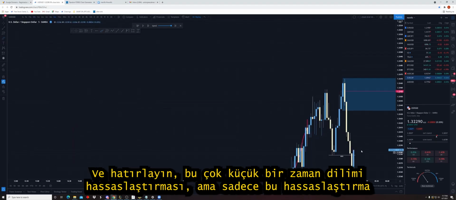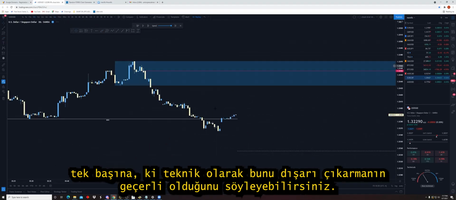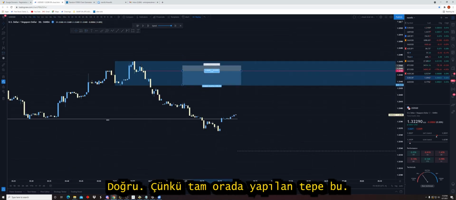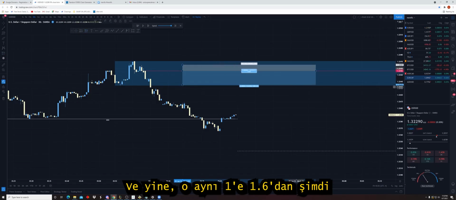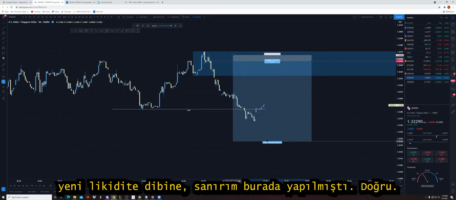Now I'll jump back to a 5 minute, and remember, this is a very small time frame refinement, but just this refinement alone, which technically you could say is valid to do, because this is the high that was made right there. And again, that same 1 to 1.6 to now the new liquidity low, which I believe was made here.